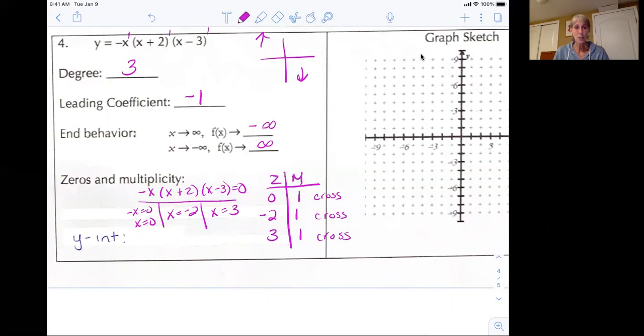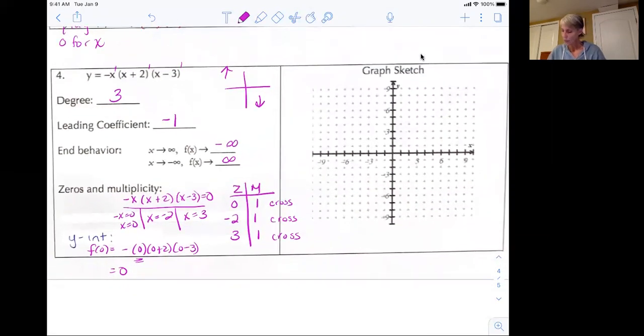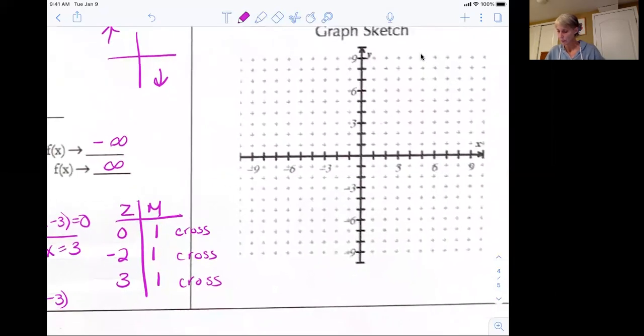And my y-intercept is going to be what I get when I plug in 0: -0, 0 plus 2, 0 minus 3. I didn't even have to go any further than this 0 because 0 times anything is 0. So I have an x-intercept and a y-intercept at 0, 0. I have an x-intercept at -2. And I have a next x-intercept at 3.